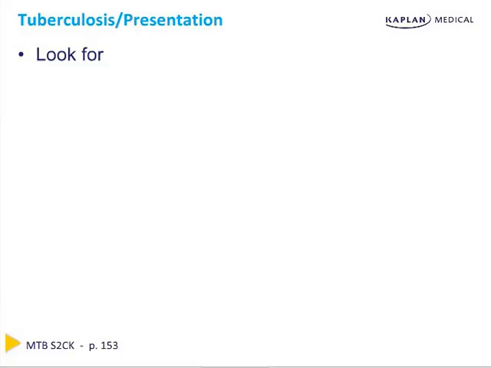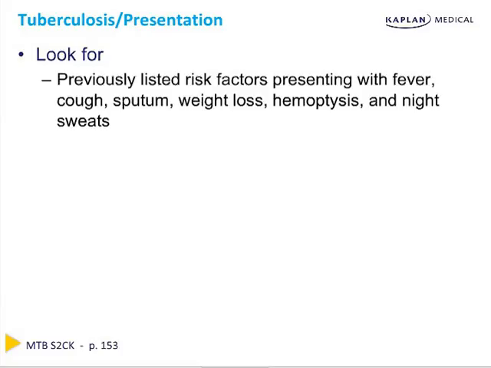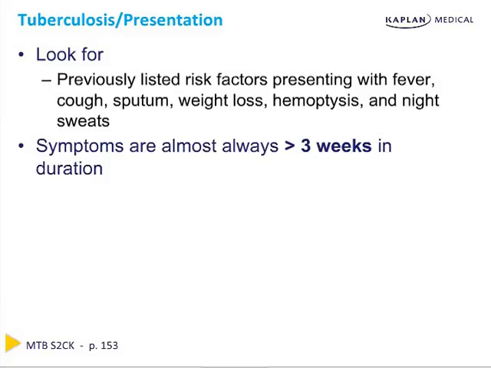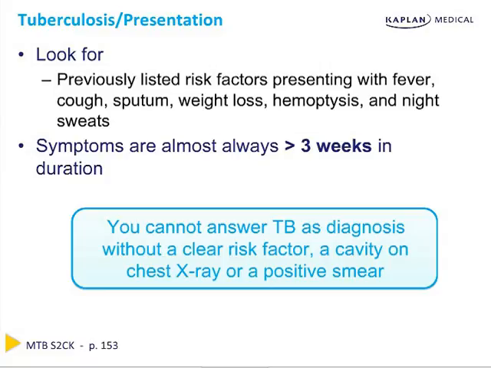The clinical presentation usually includes previously listed risk factors, presenting with a fever, cough, sputum, weight loss, hemoptysis, and night sweats. These symptoms are almost always present for greater than or equal to 3 weeks in duration. Remember, on step 2, you cannot answer TB as the diagnosis without a clear risk factor. You must also have a cavity on chest x-ray or a positive smear for Mycobacterium.